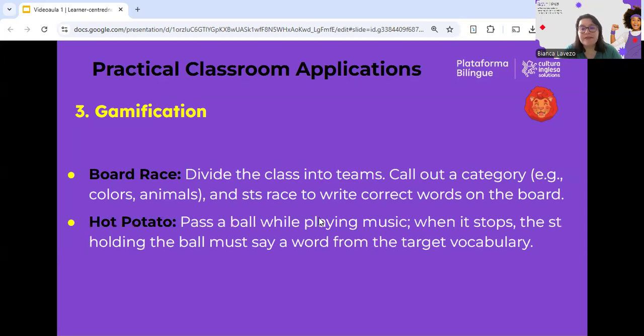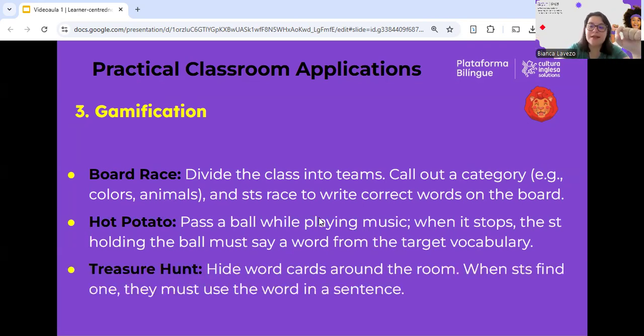Hot potato is a very common game. We love it, yeah. And the idea of hot potato is that when the song stops, they need to do something. The student holding the ball needs to produce something with it. Very similarly to a treasure hunt. When students find the information or the treasure, they must do something with it.